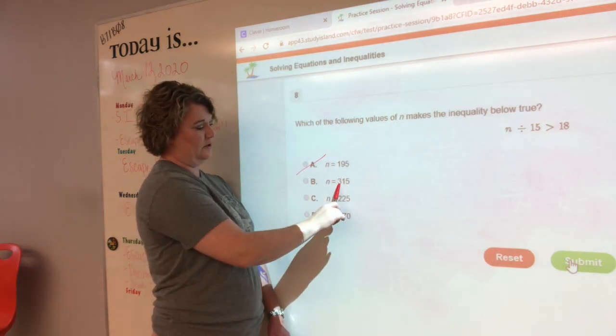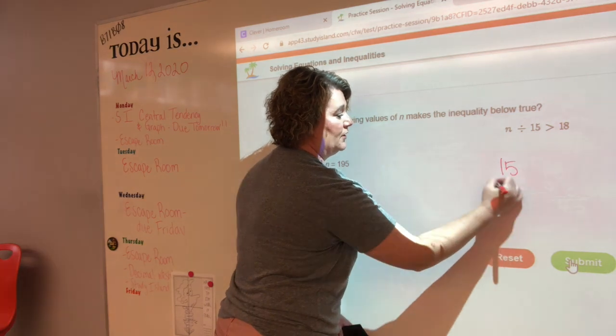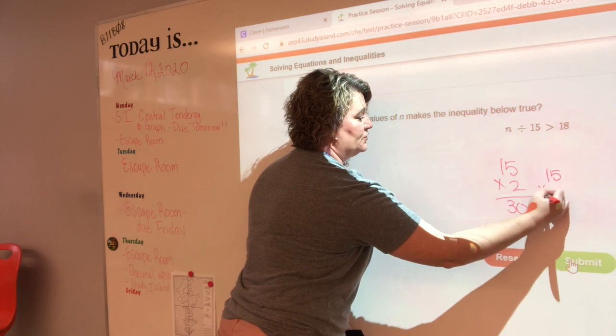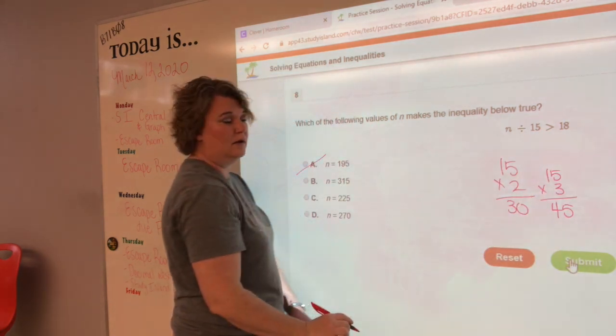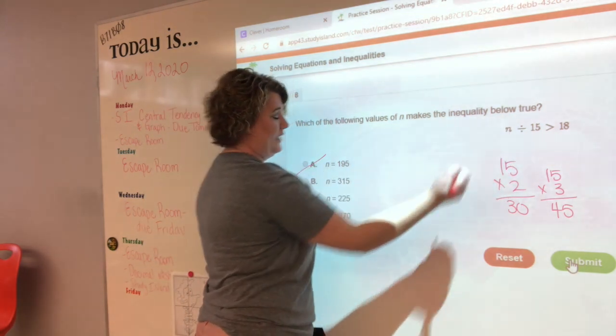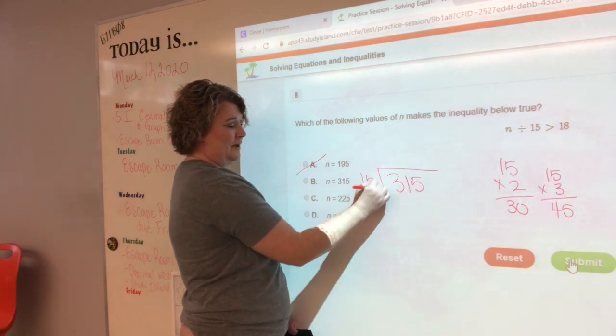So let's try this one. 315 plugged in for n. And you know what? I should have left these 15s up here. 15 times 2 was 30, and 15 times 3 was 45, because we're going to need that since we're dividing by 15. Okay, so n, right here, I'm plugging in 315, and I'm dividing by 15.